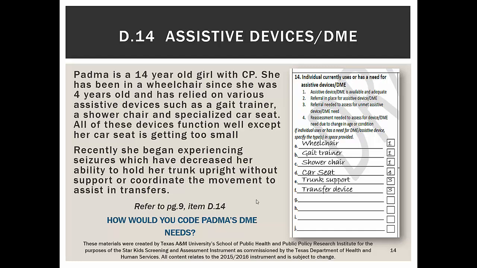During our training sessions, we had many different opinions about the assessment codes for this example. This is a case where the assessor will need to rely on their own professional judgment to determine whether we would need to reassess for the wheelchair.